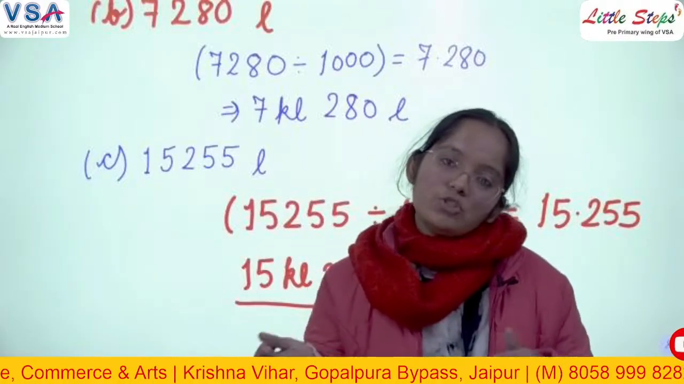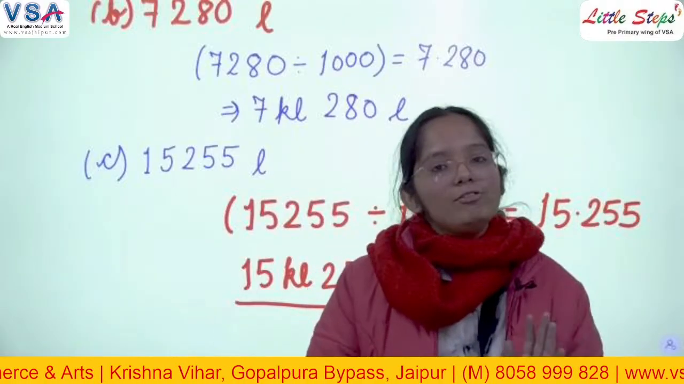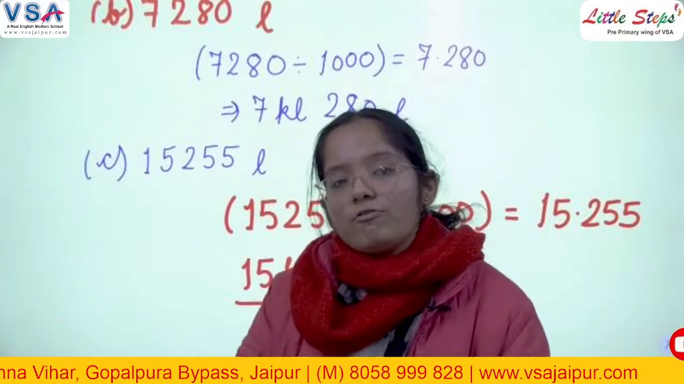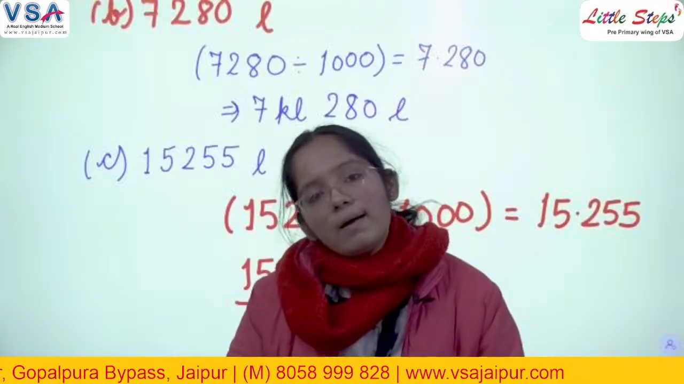When we move from high to low, we will multiply. When we move from low to high, we will divide, depending on the number of jumps we are going to make according to the metric system.